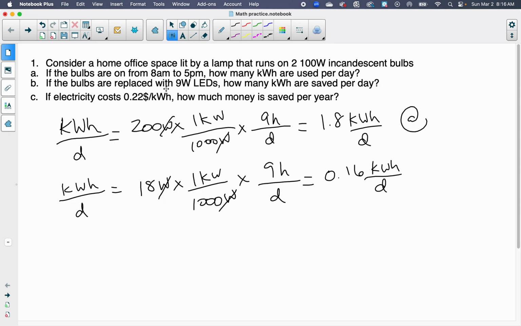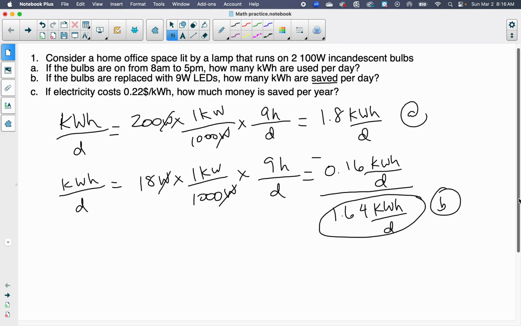And going back to part B, how many kilowatt hours are saved? So I have to be careful that I am putting that in a math problem that says, if I used to have this and now I'm spending this, I am saving 1.64 kilowatt hours per day. And there's my answer to part B.